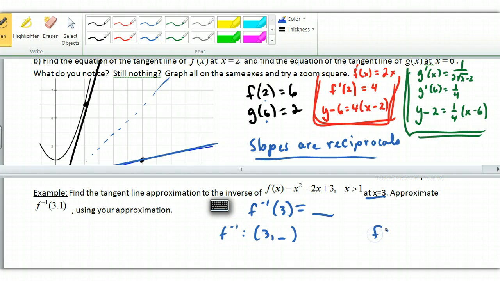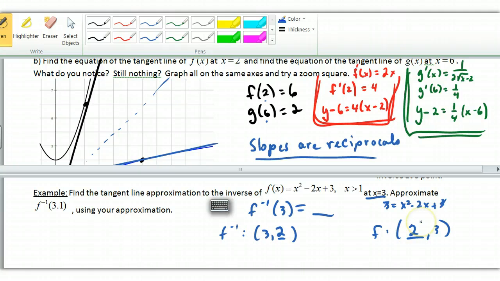And then on f, what's going to happen? Well, I'm going to have the point (blank, 3). So if I take 3 and set it equal to this, I'm going to get x values, and you can try this. 3 is equal to x squared minus 2x plus 3. The 3's cancel out. x squared minus 2x is equal to 0. So I'm going to get 2 and 0. But I gave you x greater than 1, so this would be a 2. That means that my point on here is equal to (3, 2).